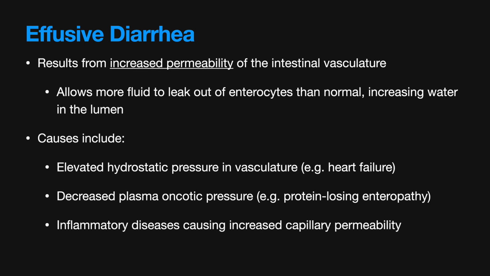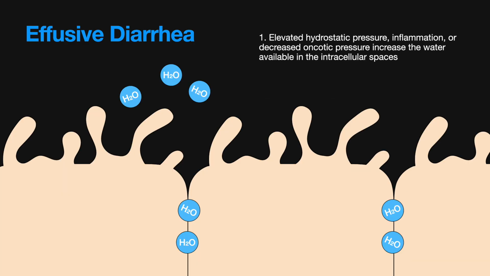Potential causes of effusive diarrhea include elevated hydrostatic pressure in the vasculature, such as from heart failure, decreased plasma oncotic pressure, such as from protein-losing enteropathy, or inflammatory disease causing increased capillary permeability. So in this type of diarrhea, the underlying problem in the vasculature increases the water available within the intracellular space.